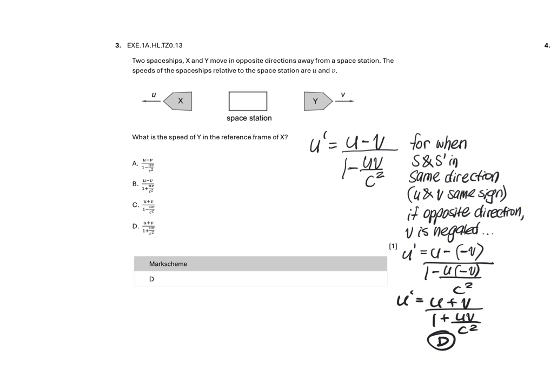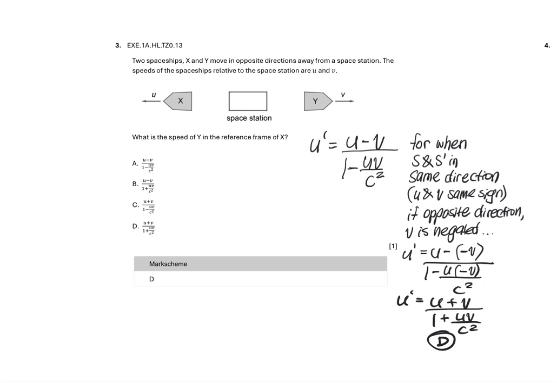But this formula is set up for if the inertial reference frames are traveling at relative speed but in the same direction. In this case, they're traveling in opposite directions. And so that would mean you would need to negate one of the velocities. And so we know that v is the velocity of s prime. And so we're going to flip that around and we're going to negate v.